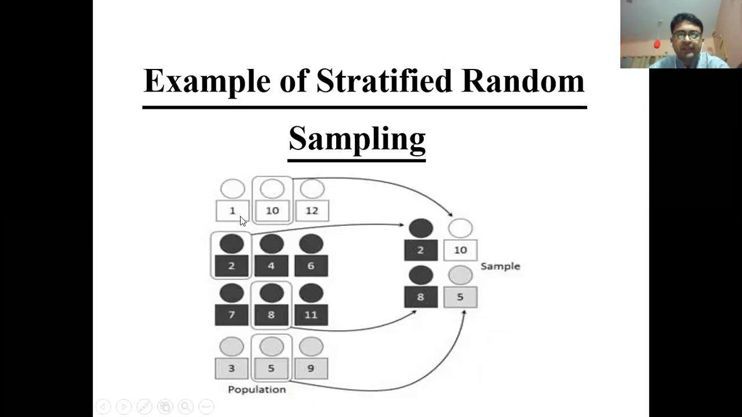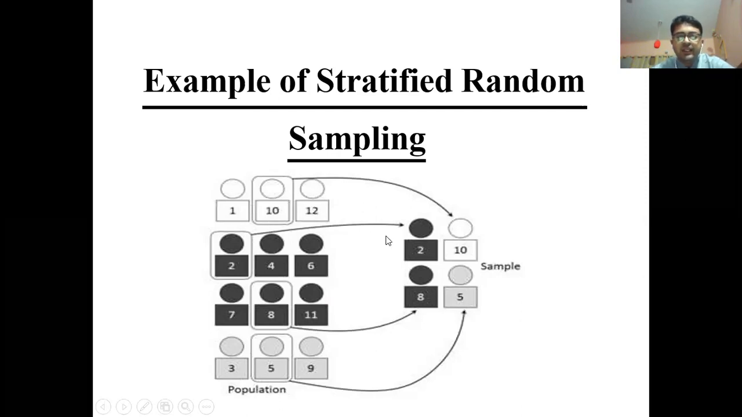Now see, the researcher has made the strata. He has chosen 1, 10, 12 in one strata, meaning this is one strata or one group, then 4, 2, 4, 6 in another strata, 7, 8, 9 in another strata, and 3, 6, 3, 3, 5, 9 in another strata. Now, from these strata, there is an equal chance in stratified random sampling. The researcher can choose any person, and there is an equal chance in this strata.